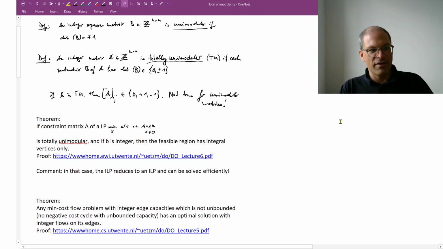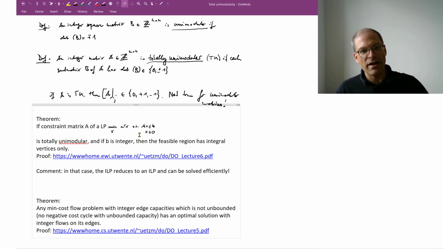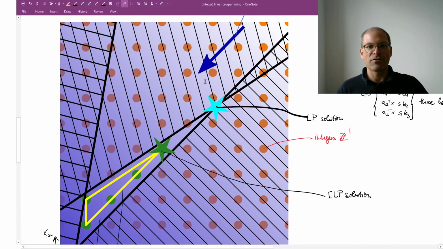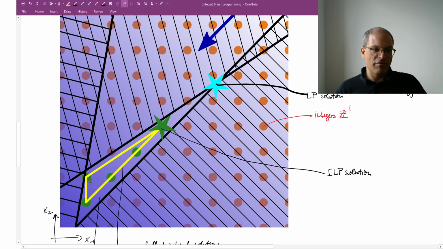We have a few theorems, namely, if a linear program has a constraint matrix A that is totally unimodular, and if this right-hand side B is integer, then the feasible region has integral vertices only. Let's go back to the picture that we saw before. So here was some constraint matrix A, and you see the corners. If I look at the corners of the feasible region here, the corners have some fractional coordinates. It would be by chance only if one of these corners was integral, if it coincided with one of the red dots that we have here.